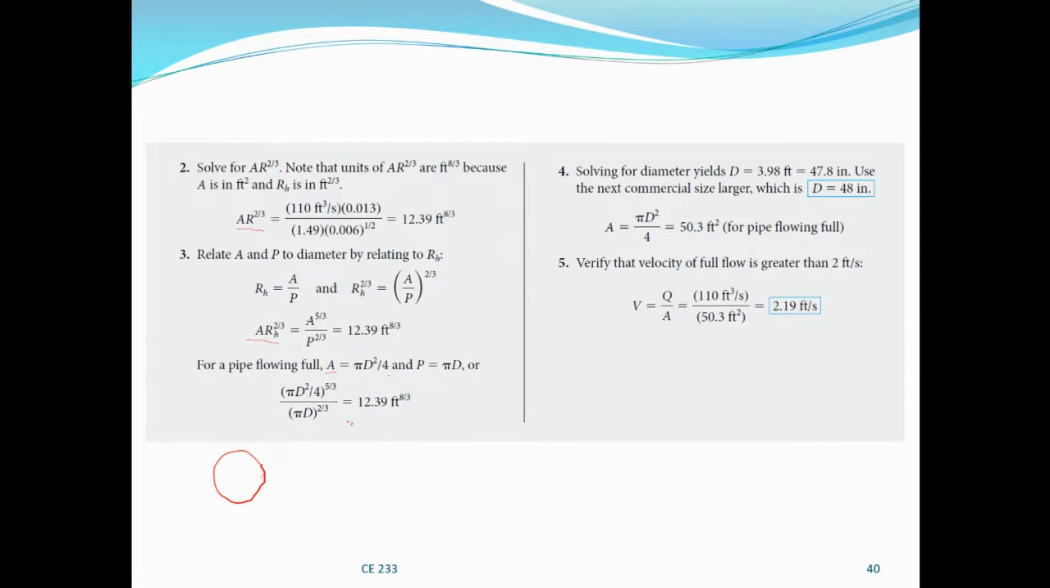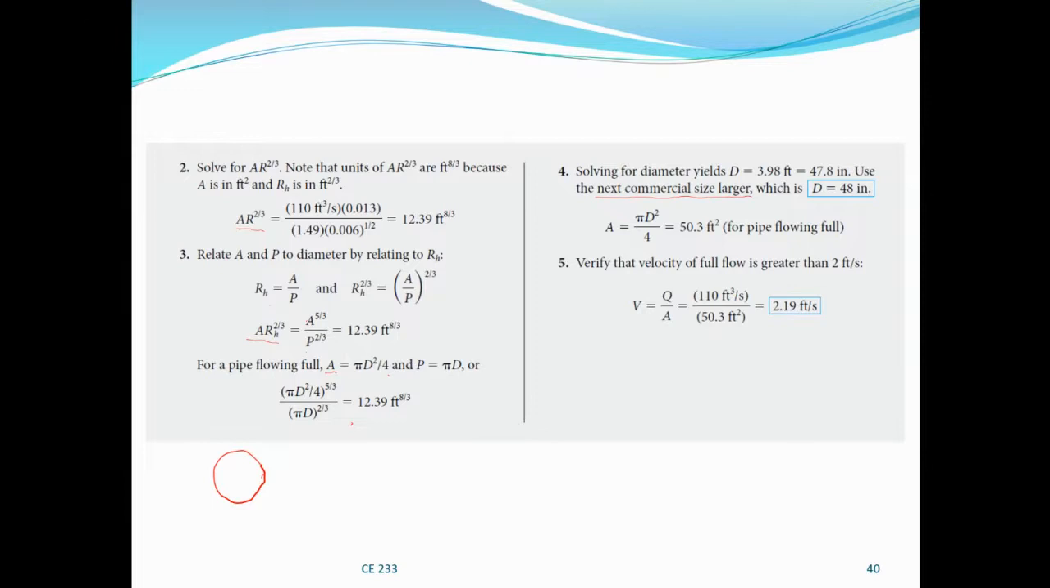Okay, so if we substitute here to find d, it is 47.8 inch, but 47.8 inch is not among the commercial size diameters, so we use the next commercial size larger, which is 48. Remember, from 36 it increases by 6 inch, so you have 42 and then 48. So this is 47.8, we use the next one, not the one before it. That's very important, so as to be able to contain the flow. So we use d to be 48 inch.